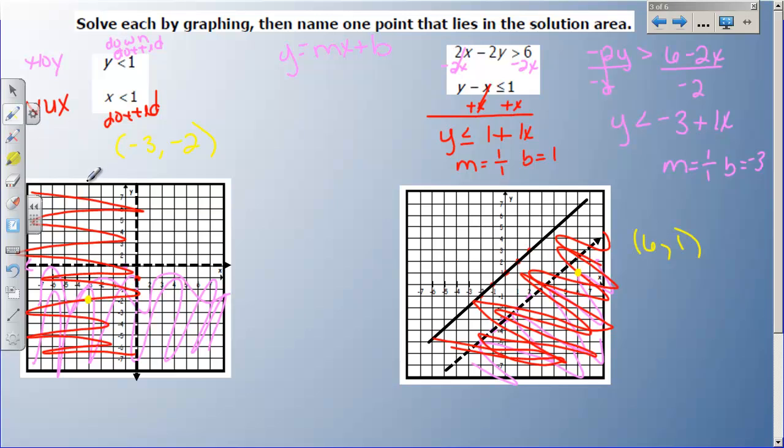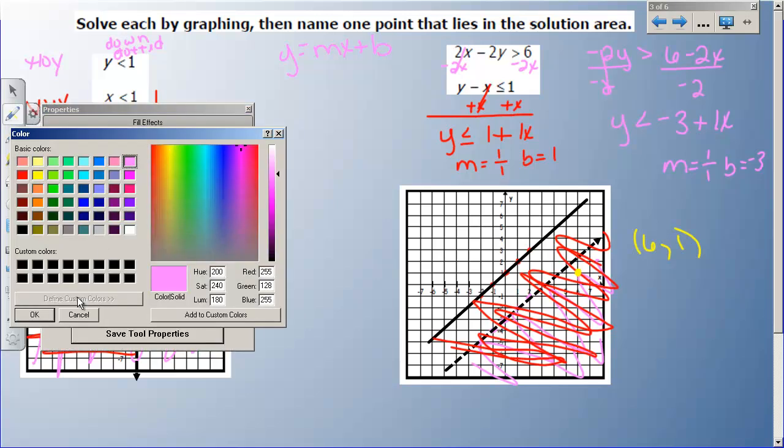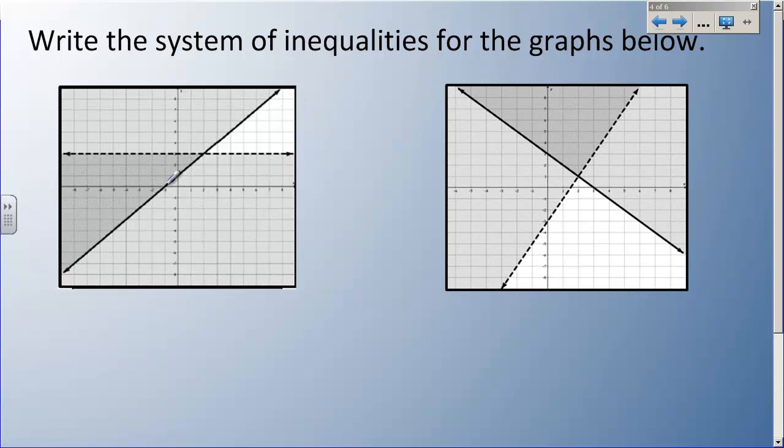Now, if you wanted to, you could try the third problem on your notes if you printed them from Edline and just see if you can do it. Ask me about it tomorrow, or we can move on. So, now you have two inequalities. We're going to write the system. So, we're going to write the inequalities that go with these pictures.